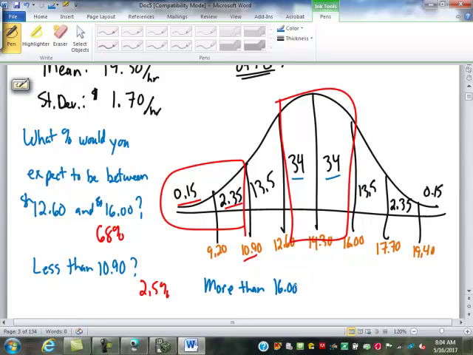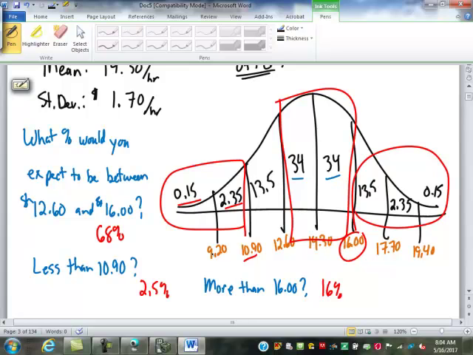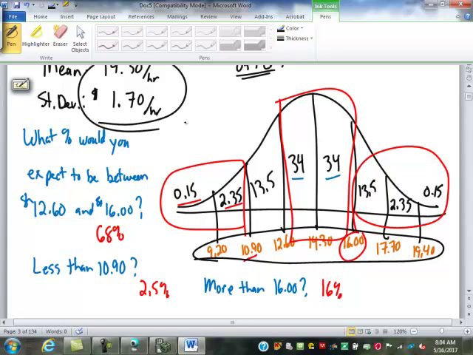More than 16. Here's 16. What percent do those add up to? 16%, yes. So I said, those percents in the curve never change. All that changes are the numbers down here based on what your mean and standard deviation are. What's that? Less than 1090? Here's 1090, right? So less than would be those. So you got the 0.15 and the 2.35 add up to 2.5%.